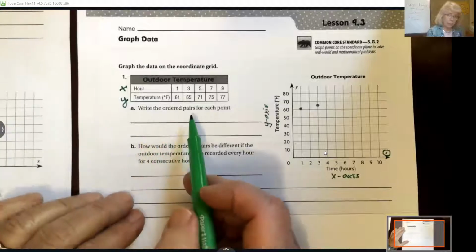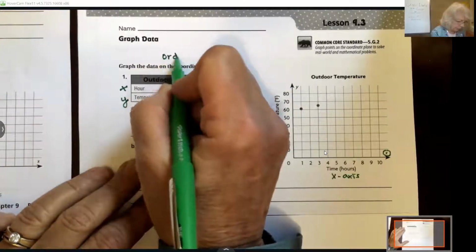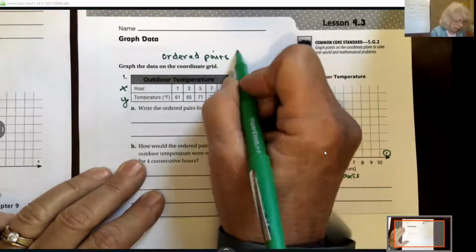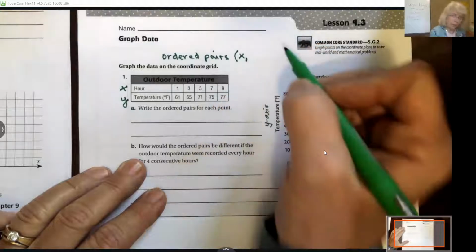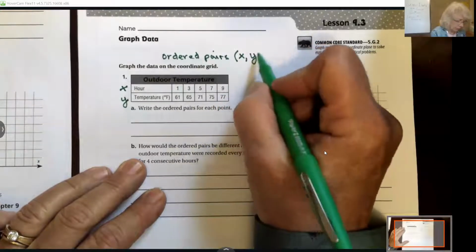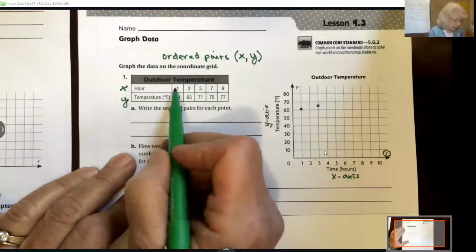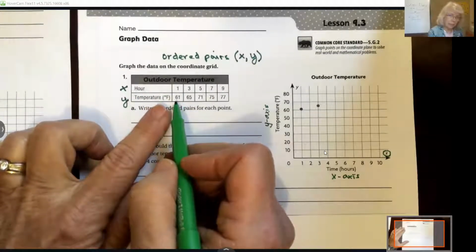Write the ordered pairs for each point. So remember, before we learned ordered pairs are a set of two numbers. The first one is going to be your x information, and the second one is your y information. So our ordered pairs are given to us on this chart by looking at our x piece of data and our y piece of data.